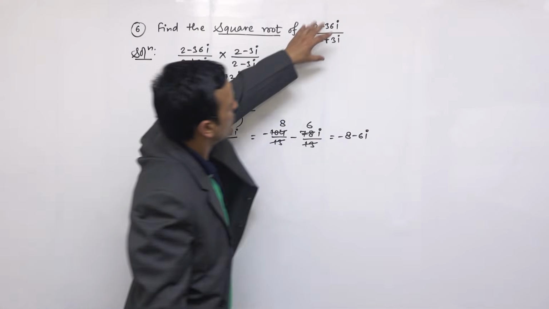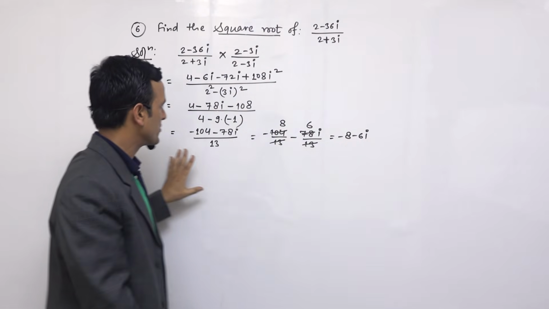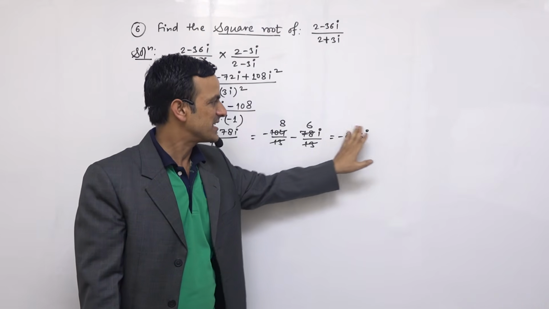So first of all, यस्तो फ्र्याक्सनलाई हामी यस्तो फर्ममा लान्छौं, त्यसपछि बल्ल हाम्रो अहिलेको रुल अनुसार हामी यसलाई स्क्वायर रुट निकाल्छौं. minus 8 minus 6i.